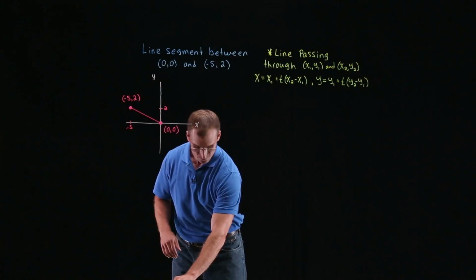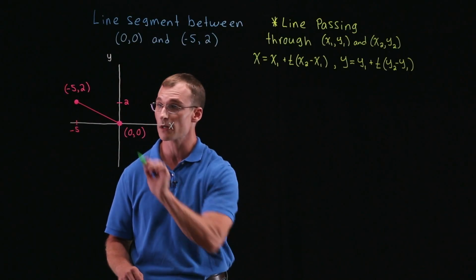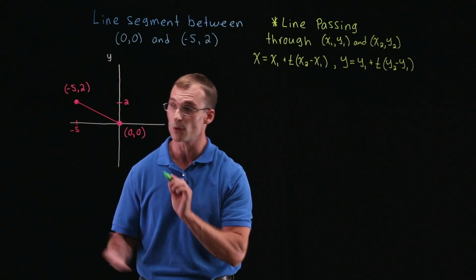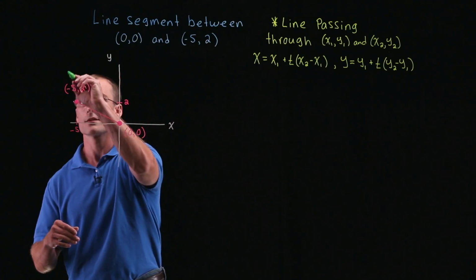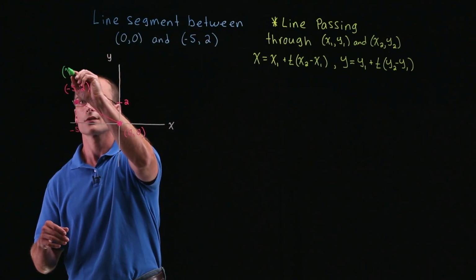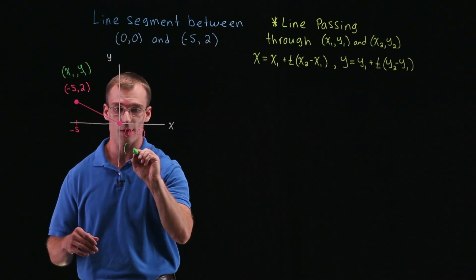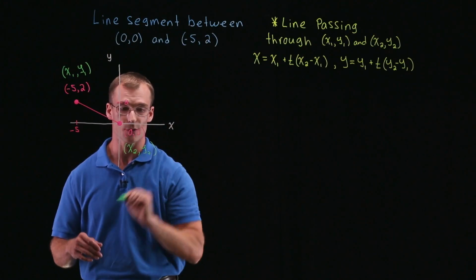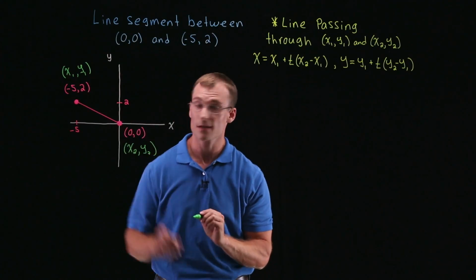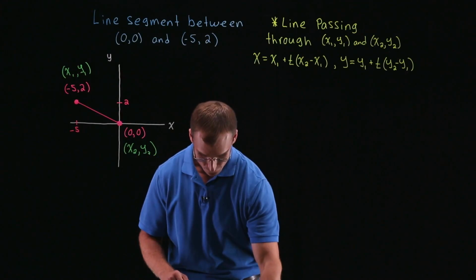Before we start though, let's consider one of these points as our (x1, y1) and another point as our (x2, y2). Which we order doesn't really matter. Here we'll just go from left to right. So let's call this (x1, y1), and this will be our other point, (x2, y2). And then based on these points, we can plug the values into our set of parametric equations.